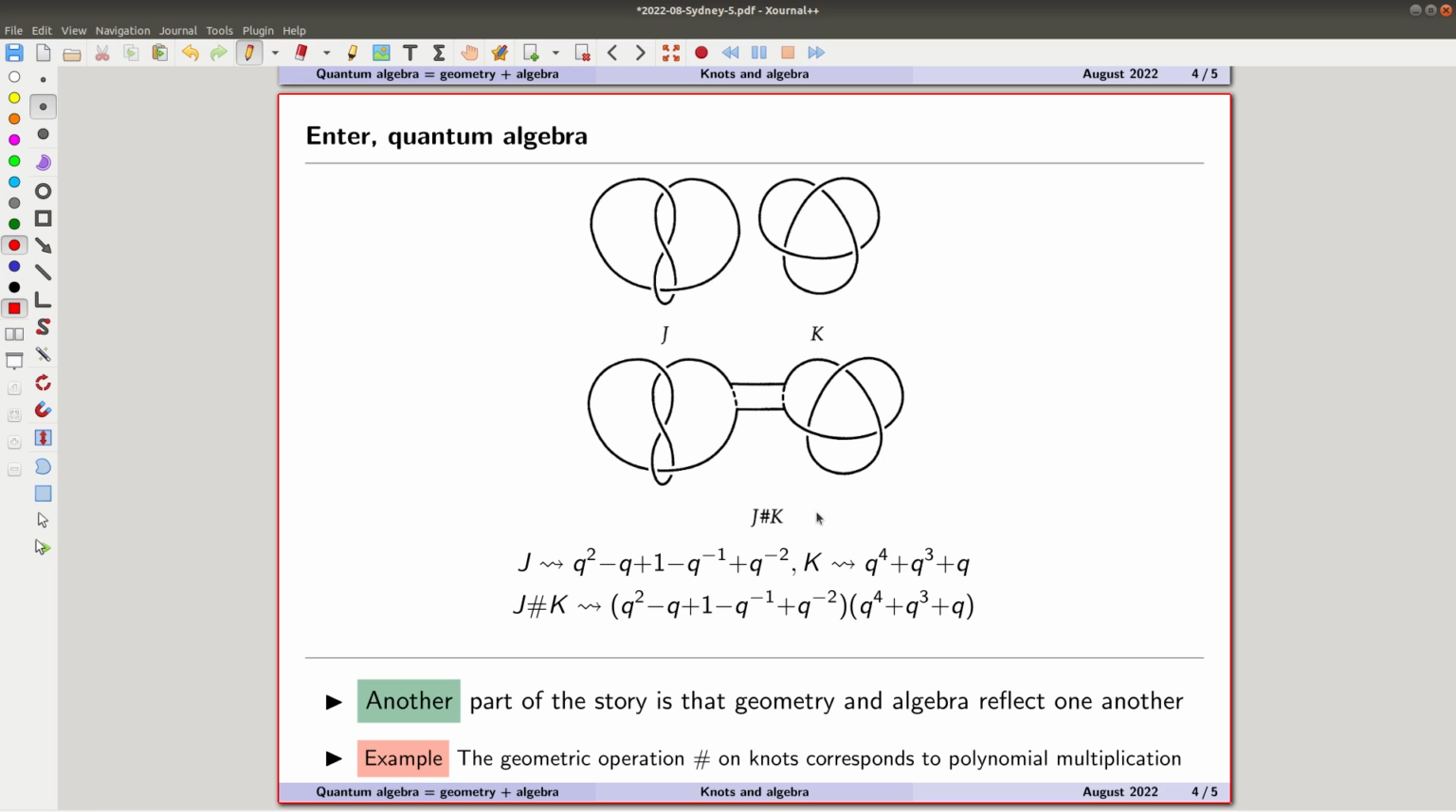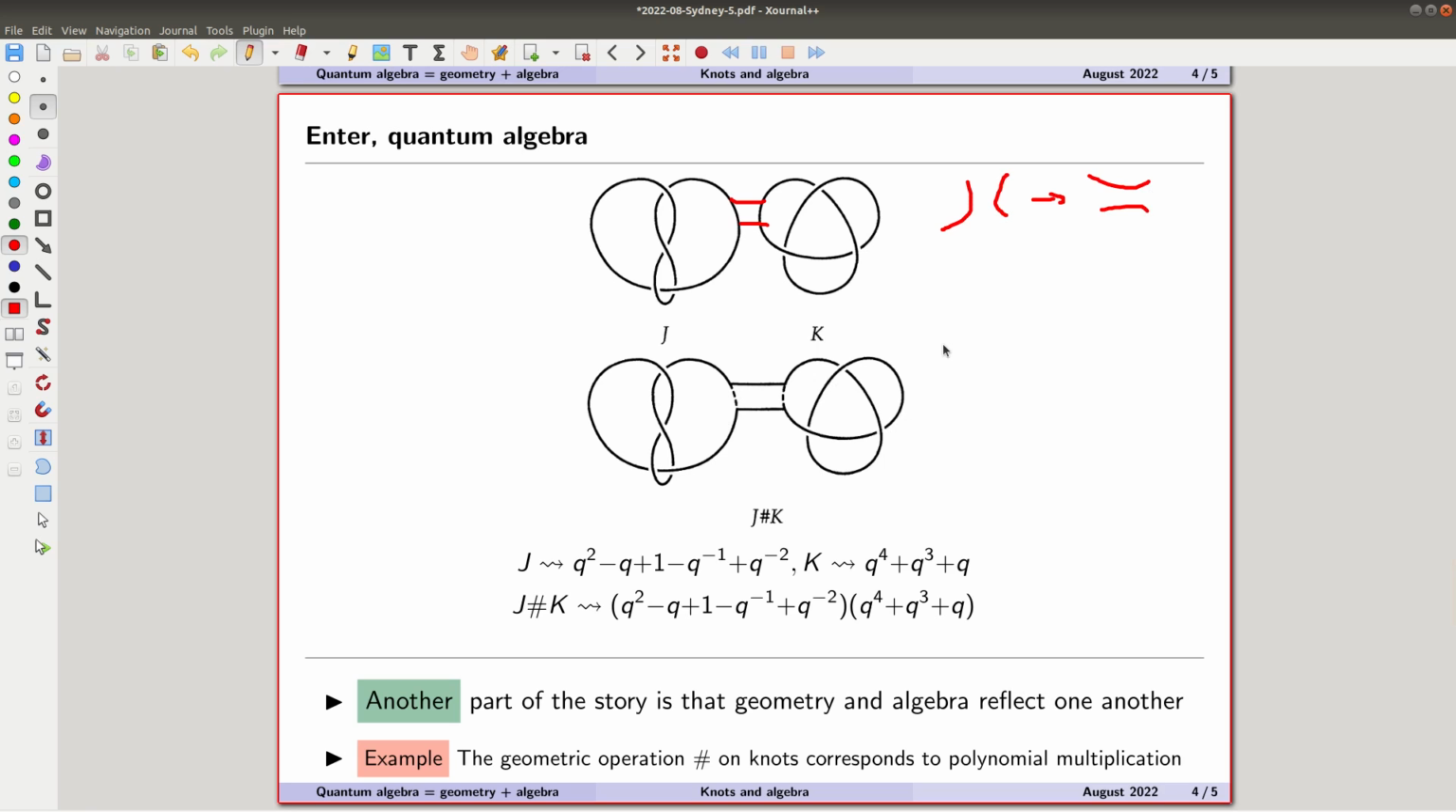So you have geometric operations on knots, and they are reflected in algebra, and you have algebraic operations that are reflected in knot theory. So in some sense, those fields are exactly the same. Here's an example. You could take two knots and just glue them together. Here, let me just do this here. You change this little picture to this little picture, and you get a new knot.